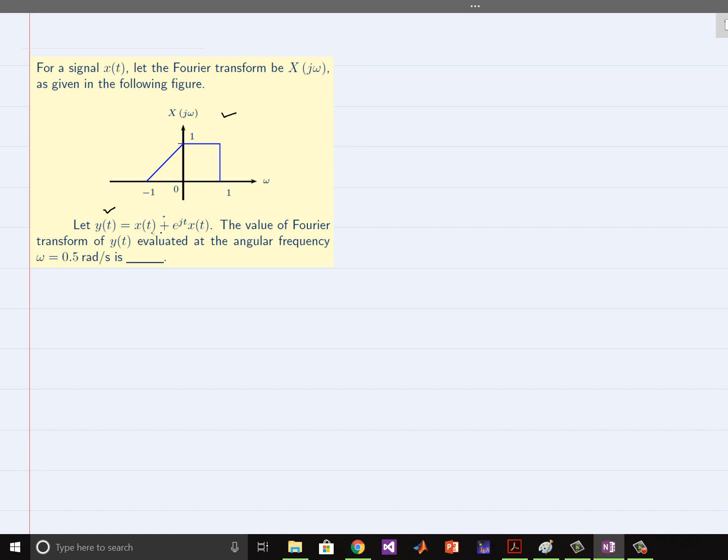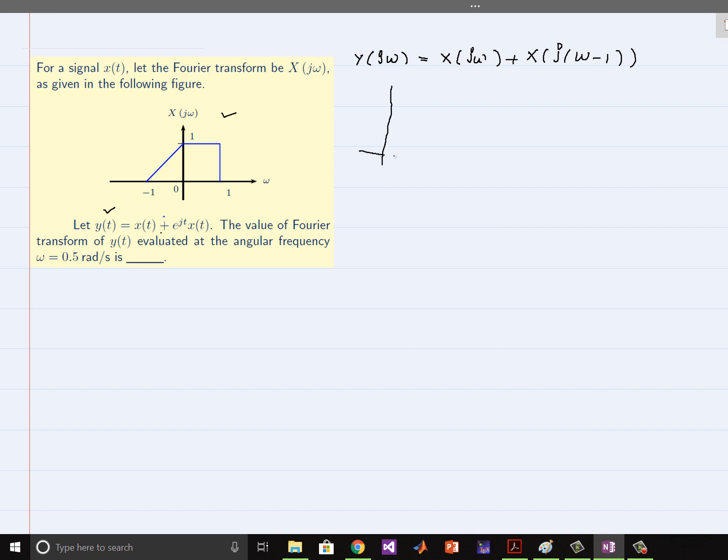So clearly we can use the properties of linearity and frequency shifting. Using those two properties, we can easily see that our Y of j omega would be equal to X of j omega plus X of j omega minus 1. So the corresponding plots also would look like this.